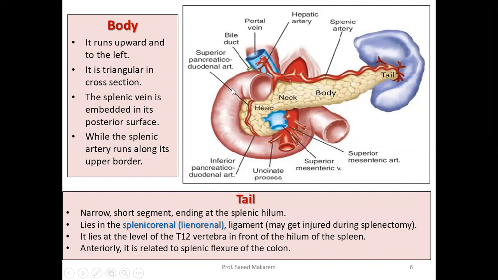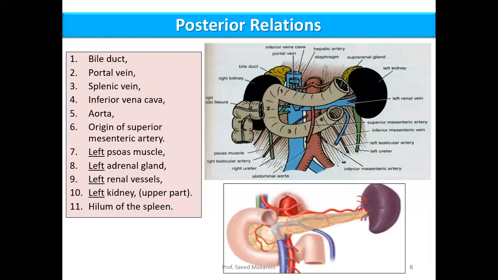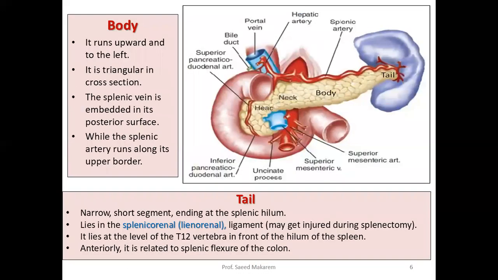It is triangular in cross section. If you take a section of this and see from the side, it looks like a triangle. Later, if there is any picture, I will show you. It looks like a triangle with the broad part towards the posterior abdominal wall. So it runs upwards and to the left, and it is triangular in cross section.